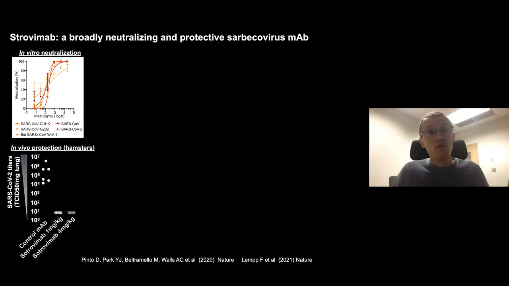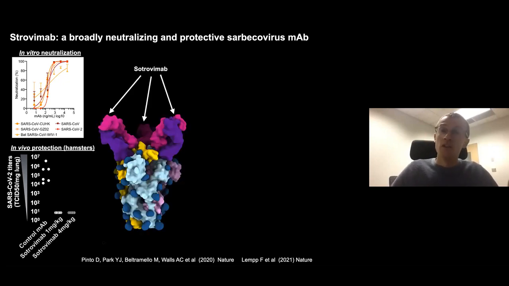Using a SARS-CoV-2 challenge model in hamsters, we were able to show that administration of S309 in a prophylactic setting 1 day before infection was protective even at very low dose. We have complete shutdown of viral replication in the lungs of hamsters at doses as low as 1 mg per kg.